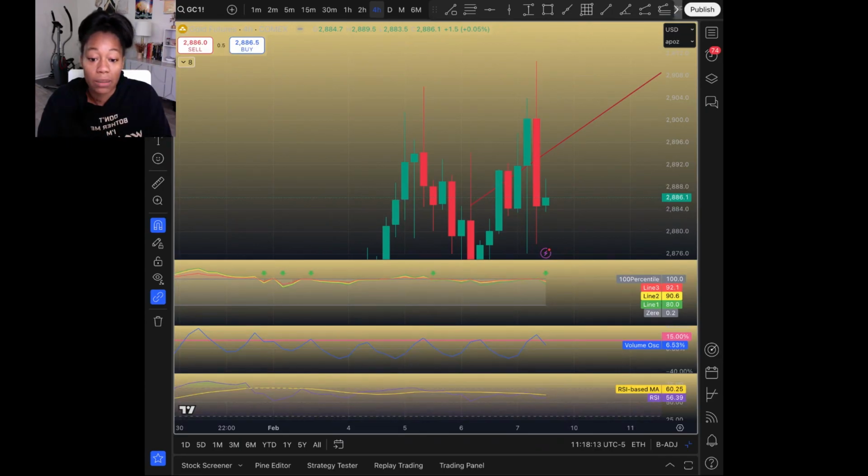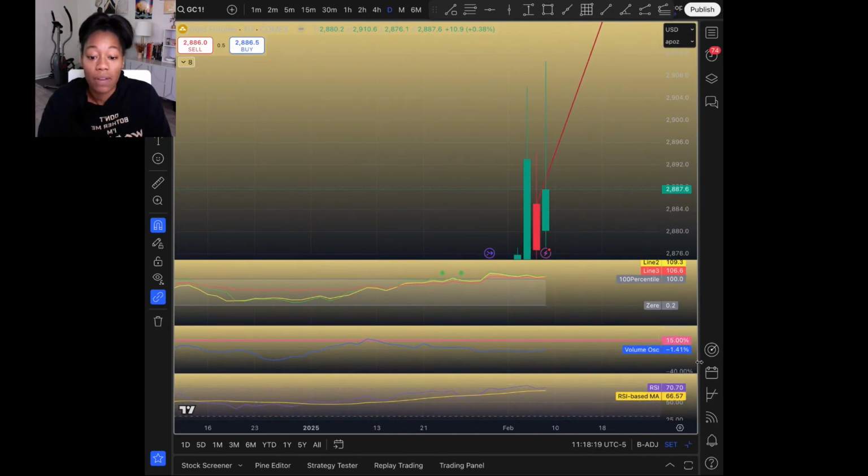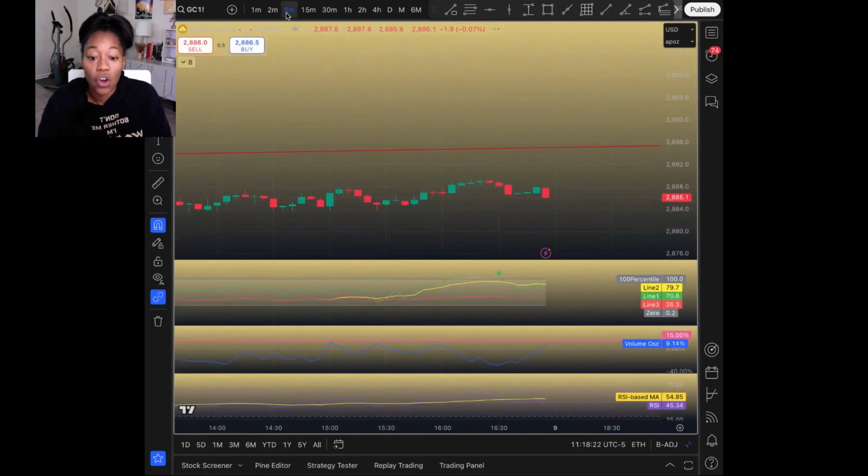See, on my 4-hour time frame, that volume oscillator says 6. On my day time frame, volume oscillator is at -1. On my 5 minutes, we're at a 9. Now, this allows me to know which is my best entry.